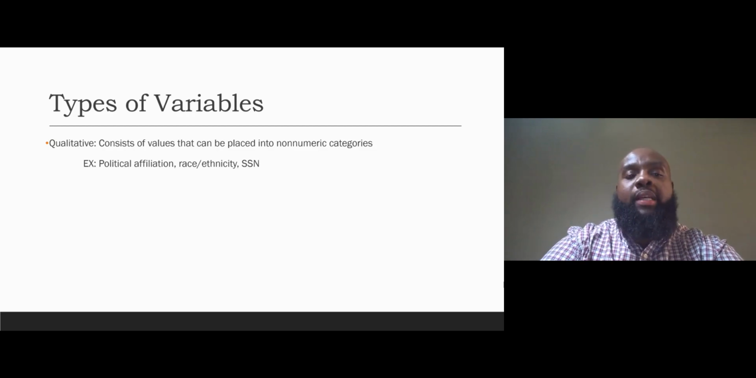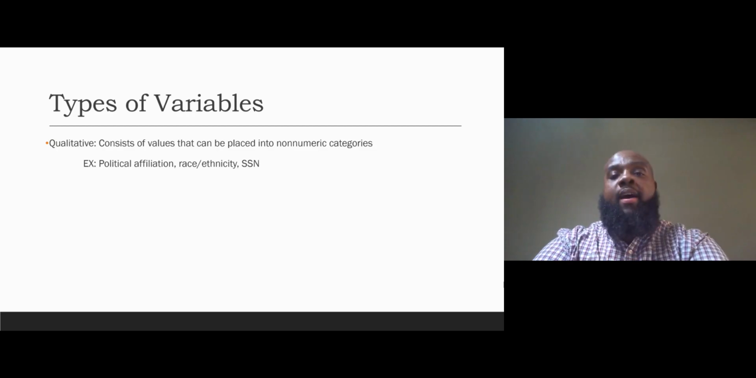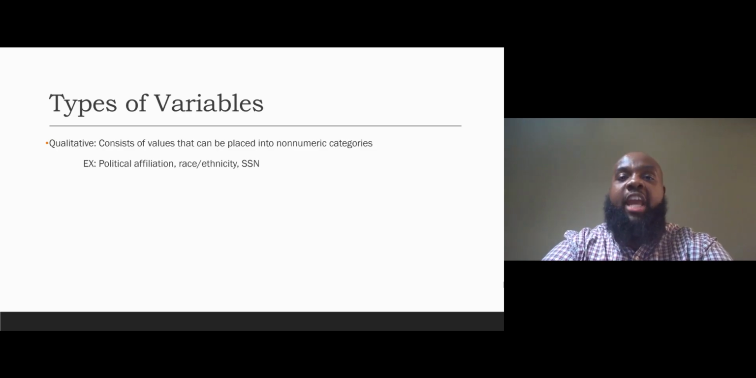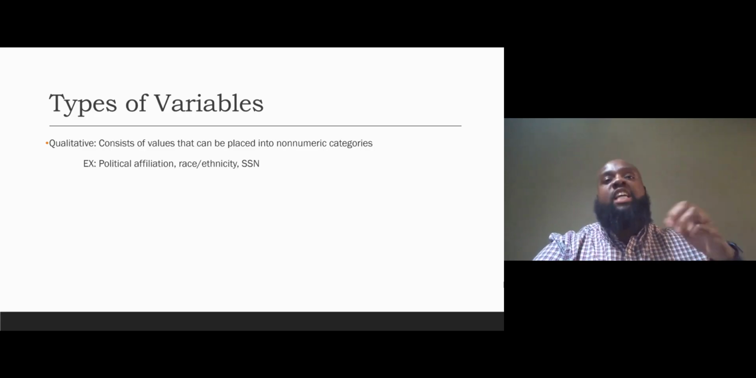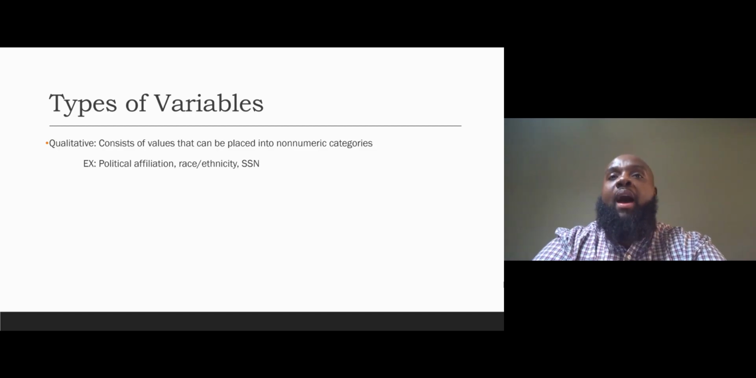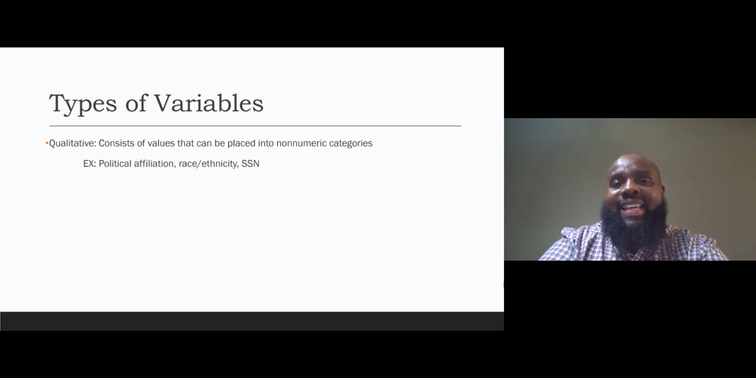One type of variable is a qualitative variable. Some individuals like to call these variables qualitative. These variables consist of values that can be placed into non-numeric categories. Some examples of qualitative variables are political affiliation, meaning what political party you belong to. I can place individuals in one of those categories based off of the name of that party. An individual's race or ethnicity is another type of qualitative variable.